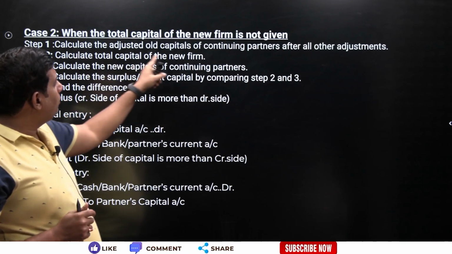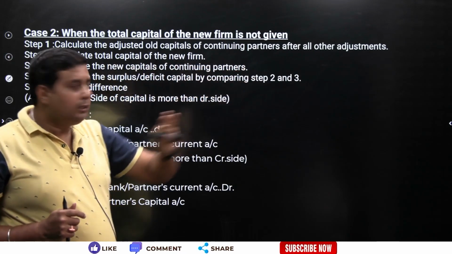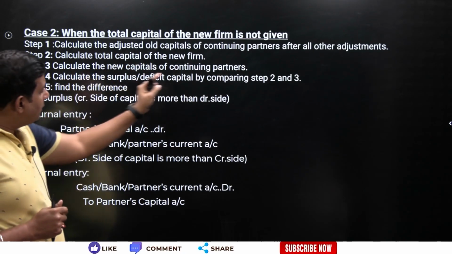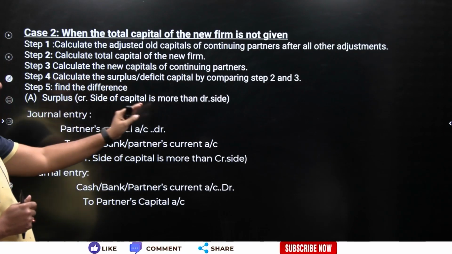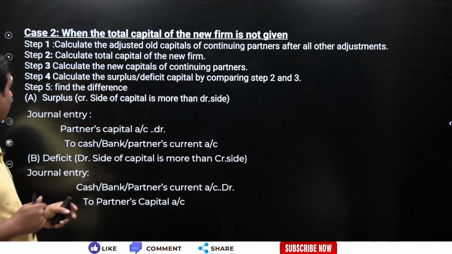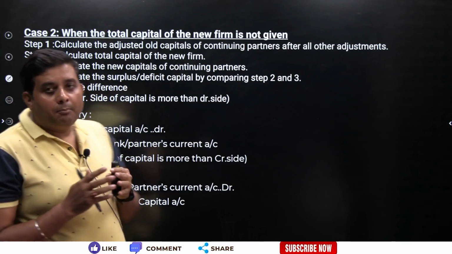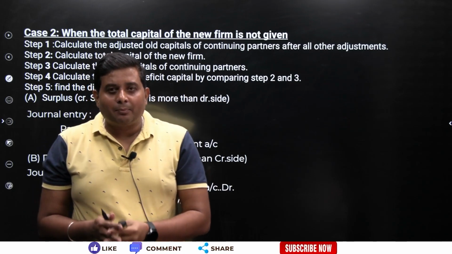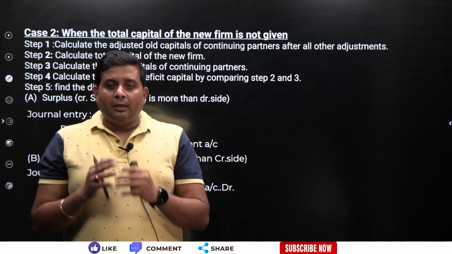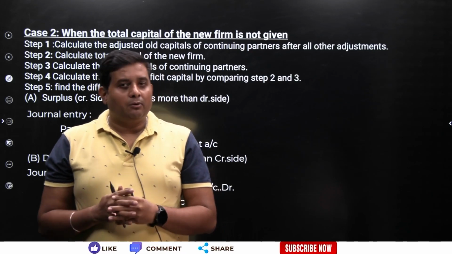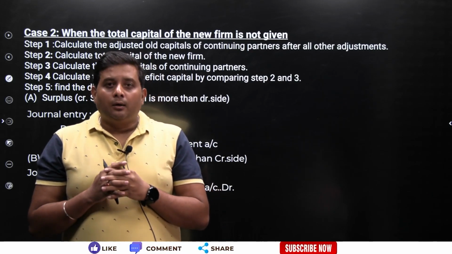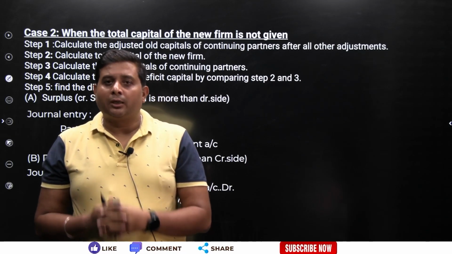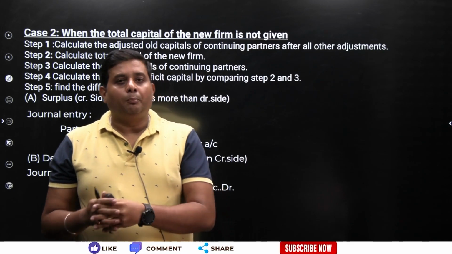So calculate the adjusted old capital of continuing partners after all other adjustments. Calculate the total capital of the firm, calculate the new capital of the continuing partners, and calculate the surplus or deficit by comparing step 2 and step 3. Whenever I say comparison, again the credit side is compared with the debit side. I mean, credit side of partners' capital account is compared with the debit side. So if the availability is greater than the requirement, the same entry has to be passed: concerned partner's capital account debit to cash/bank, and if it is not paid initially, then to partner's current account.